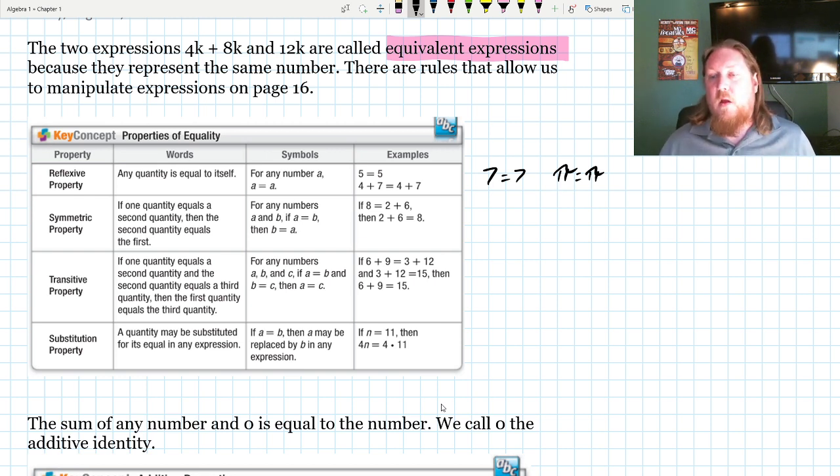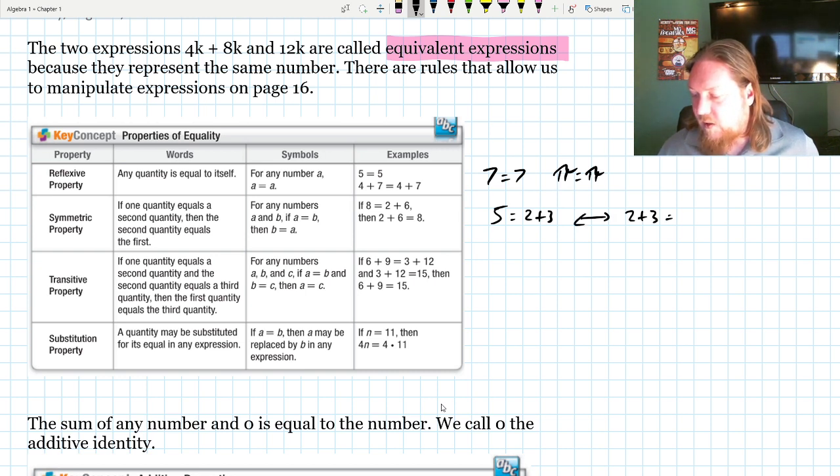Symmetric property: if you have two different expressions that are equal to each other, 5 equals 2 plus 3, you could also write 2 plus 3 equals 5. That's what the symmetric property does. It allows you to change which order it is. You probably have seen it from your math teachers in the past.